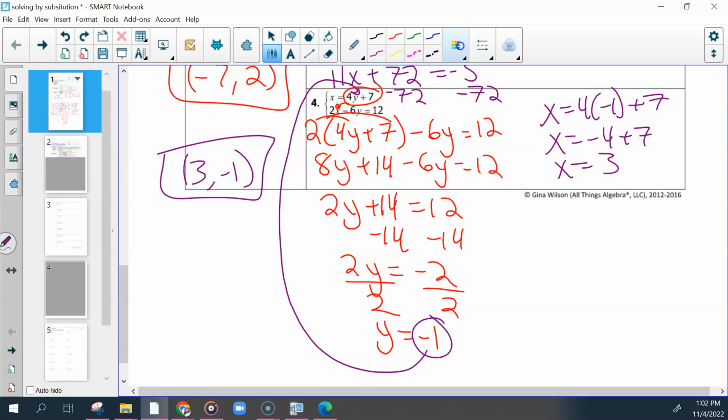Once you have this written down, go ahead and turn this over. We're going to do number 5. So Jude, make sure you're writing this down.